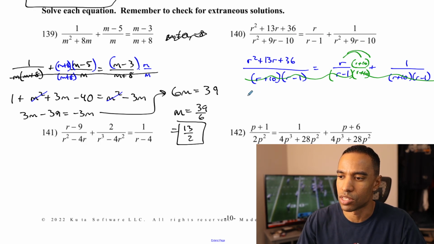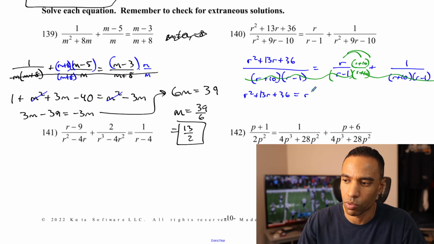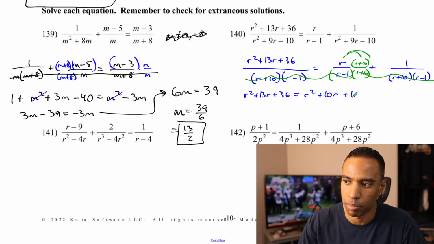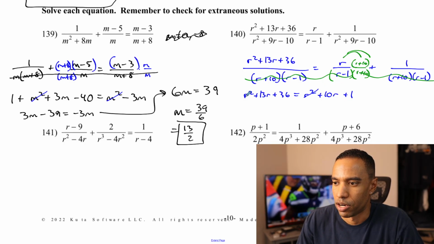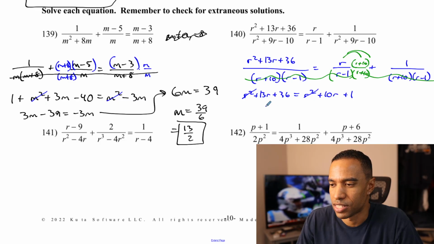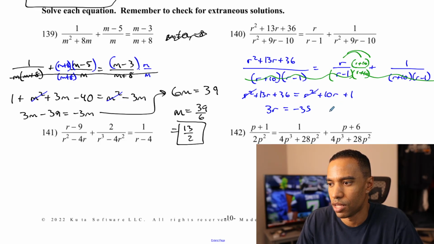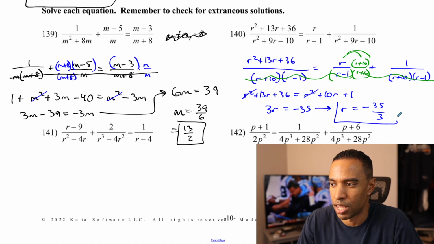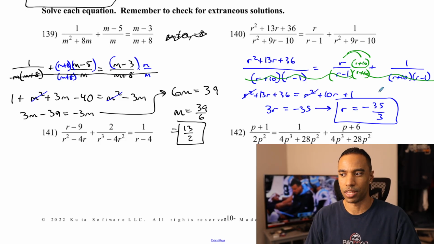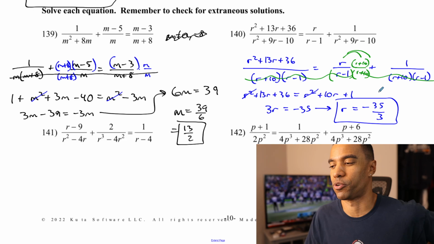So now we have an equation that says r squared plus 13r plus 36 equals r squared plus 10r plus 1. Subtract the r squareds, subtract 10r, subtract 36, and r equals negative 35 over 3. Makes me feel better about the previous answer that I once again have a fraction. Either I'm doing everything wrong, or I probably did both of those correctly.